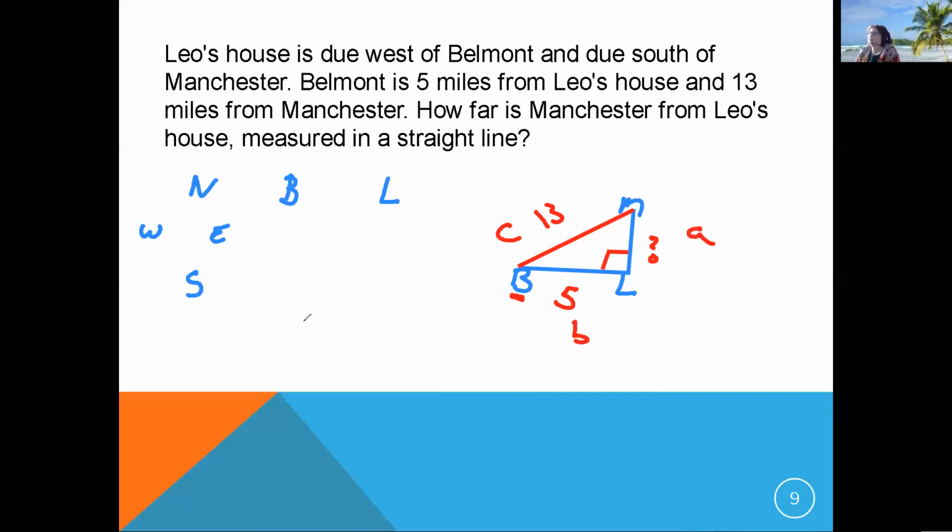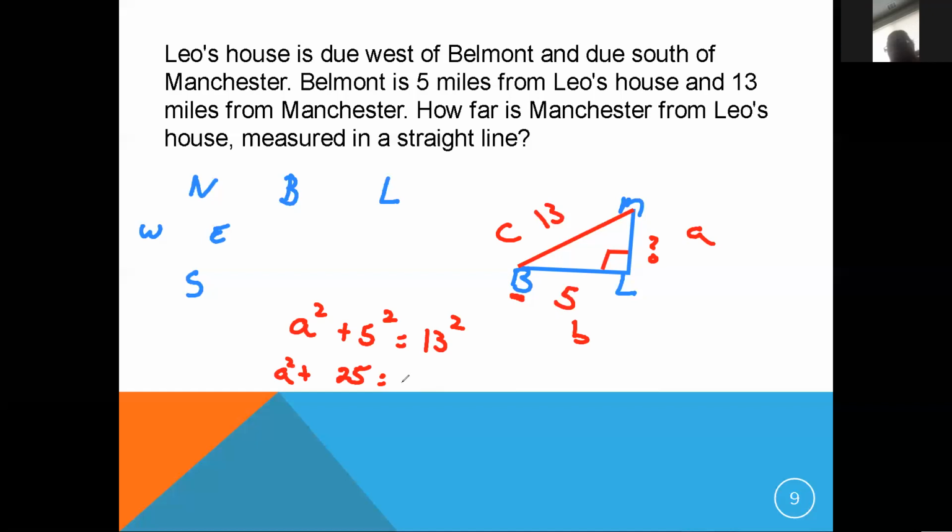Okay, so now I'm going to work it out. A squared, because I don't have a number, plus 5 squared equals 13 squared. What is 5 squared? 25. And what's 13 times 13? 169. Do I add or subtract these? I'm going to subtract. And when I subtract, what do I get?